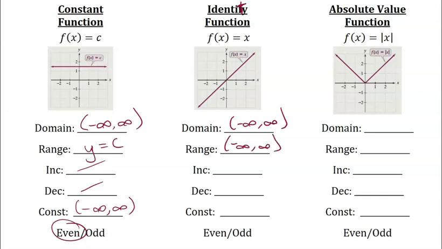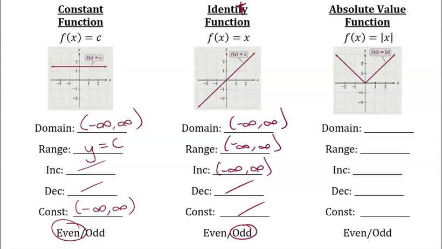And it is increasing everywhere and decreasing nowhere and constant nowhere. And it is an odd function because we could rotate it 180 degrees and it would land on itself. Now, this doesn't mean that all linear functions are increasing everywhere or odd functions. It means that just specifically y equals x is, and any other linear function would be a transformation of that, like a shift or a stretch, that kind of thing.